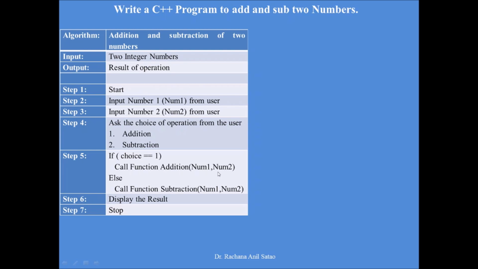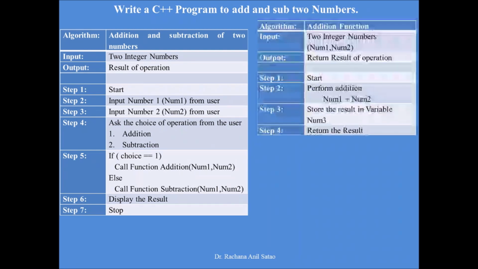Two parameters we are passing to it. Otherwise call function subtraction, because we have only two choices. If we have multiple choices, we have to consider that many cases. Then finally display the result and stop. This is the overall algorithm of the main function I am writing, right? But here I have two functions. The first function is addition and the other function is subtraction.